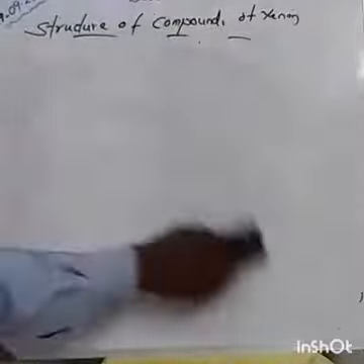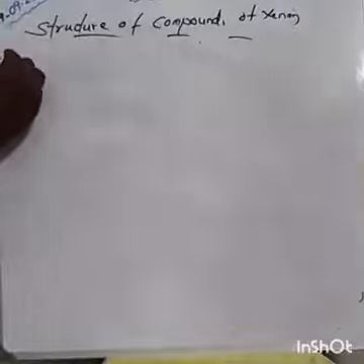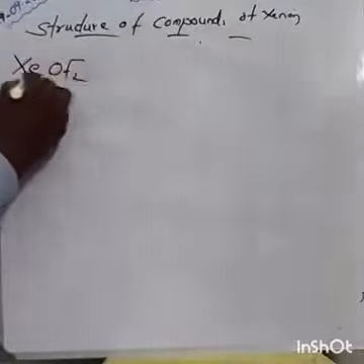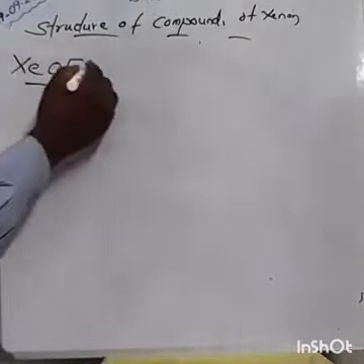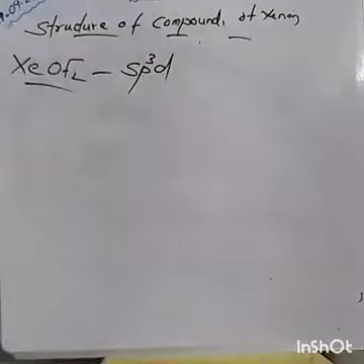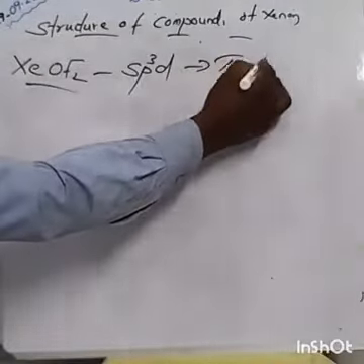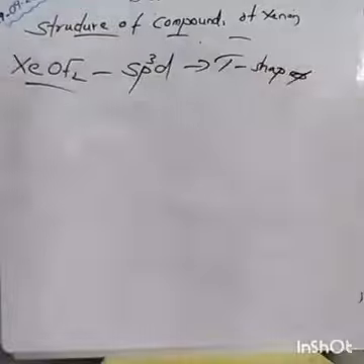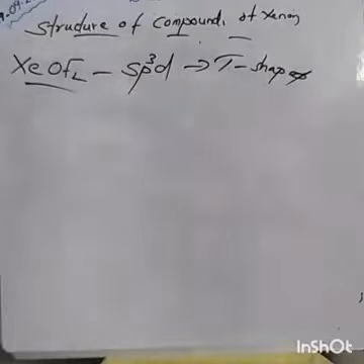Next about xenon oxyfluoride, XeOF2. What is the hybridization? It is sp3d. sp3d hybridization. Here the shape is T shape. What's the shape? T shape. Yesterday we learned about the T shape. Somewhat difficult here. How to draw it?